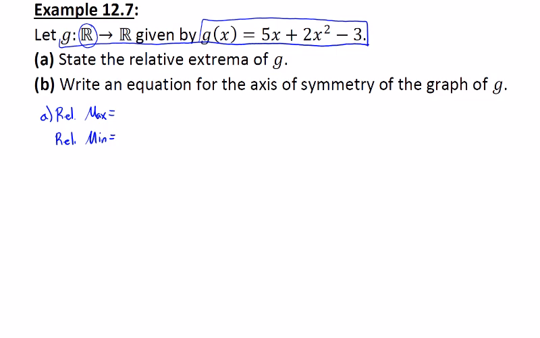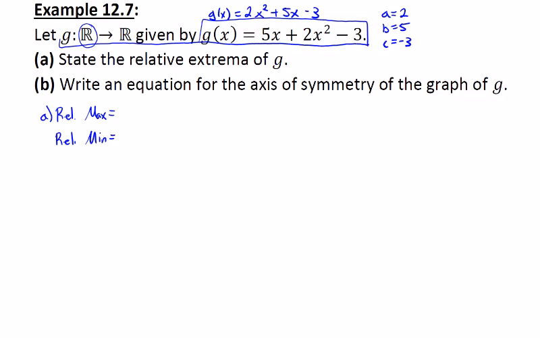Be very careful when you start looking at your equation. It says 5x plus 2x squared minus 3. It would probably be helpful if you rewrote it so it said g of x equals 2x squared plus 5x minus 3. That way it's in the ax squared plus bx plus c format, and then you can see a little more clearly that a is equal to 2, b is equal to 5, and c is equal to negative 3.